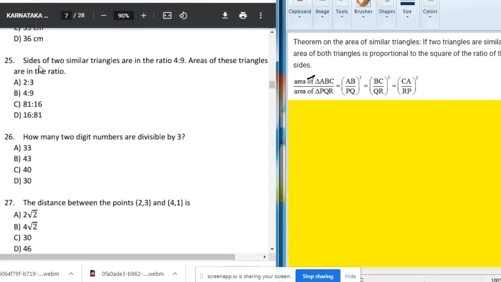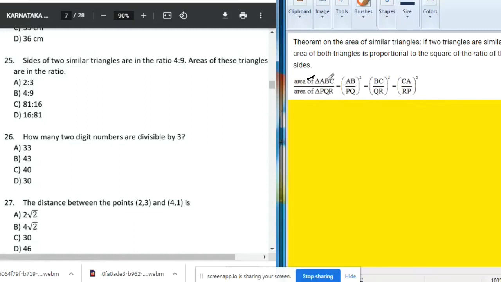Moving on to the 25th question. Sides of 2 similar triangles are in the ratio 4:9. Areas of these triangles are in the ratio. So we are going to find out the correct option among these 4. We know the basic theorem in similar triangles. If 2 triangles are similar, then the ratio of the areas of the triangles will be proportional to the squares of the ratios of their corresponding sides.